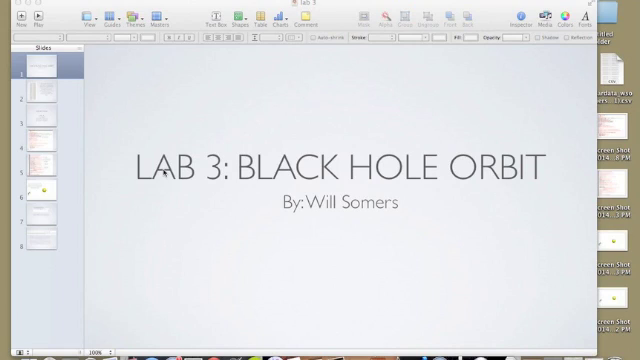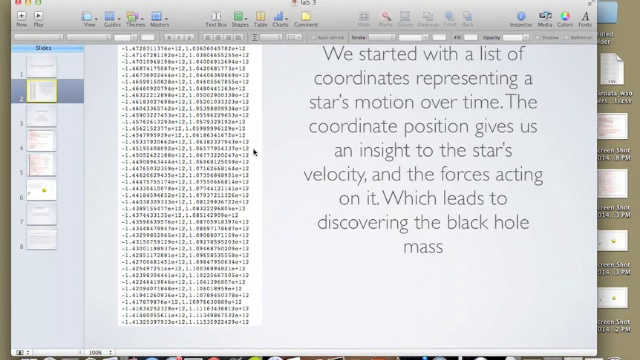So, from the star, we're given a set of data points for the star's position. And by using the momentum principle, we're able to calculate the final mass of that black hole. Now, here, I would like to show you a little bit of a screenshot of the star's data. Like I said before, the coordinate positions give us insight into the star's velocity and the forces acting on it. And this leads us to discovering the mass of the black hole.